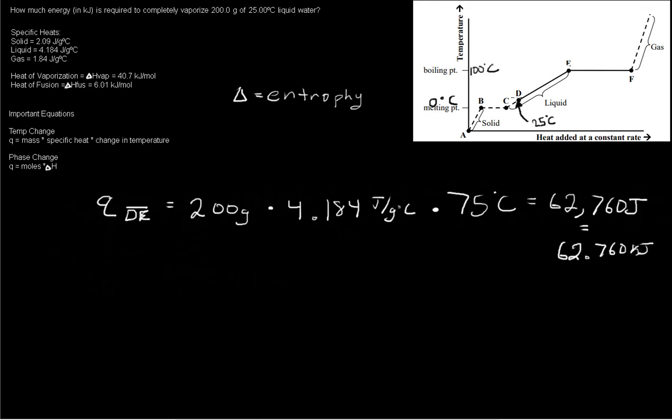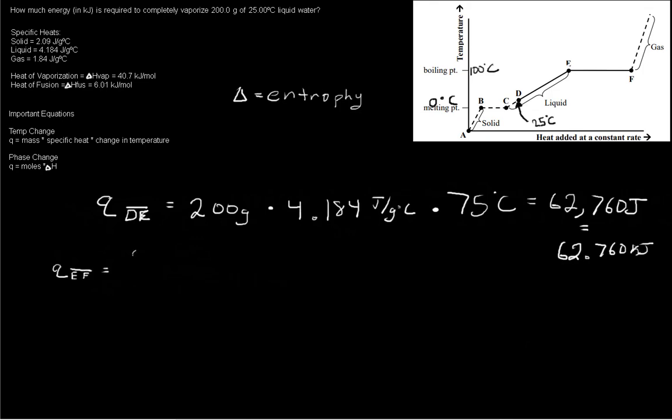Now, since we have point D to point E figured out, we have to go from point E to point F. Does the temperature change from point E to point F? No. But does the phase change? Yes. It's going from a liquid to a gas. So we're going to use the phase change equation. So Q of line segment EF is equal to the moles.